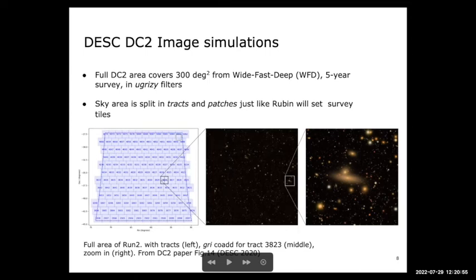So it's a significant amount of data, but it's not even a half or 10% of what LSST is going to be observing. So here I'm showing you from the DC2 paper how the images look, what the tiling strategy is. I don't have a lot of time to explain the nuances and differences in each plot, but here's a GRI coadd of the images. So there are galaxies up to a certain redshift.